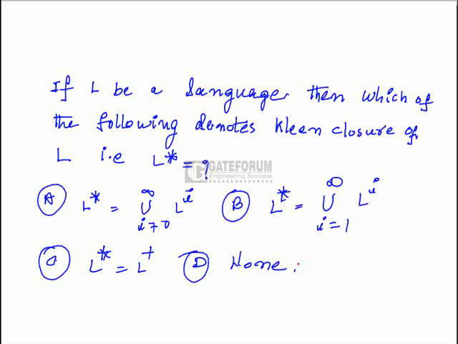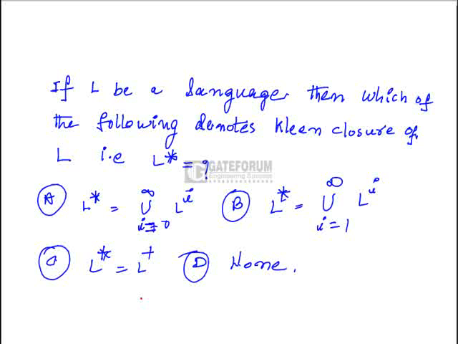Let L be a language, then which of the following denotes the Kleene closure of L, that is L star? Here, usually the Kleene closure denotes 0 or more instances of any language. Option A: L star is equal to the union of L power i, with i from 0 to infinity. Option B: L star is equal to the union of L power i, with i from 1 to infinity. Option C: L star is equal to L plus.